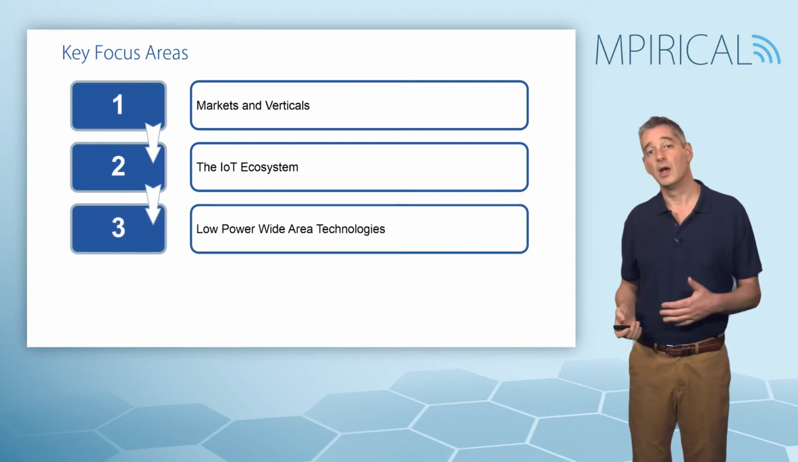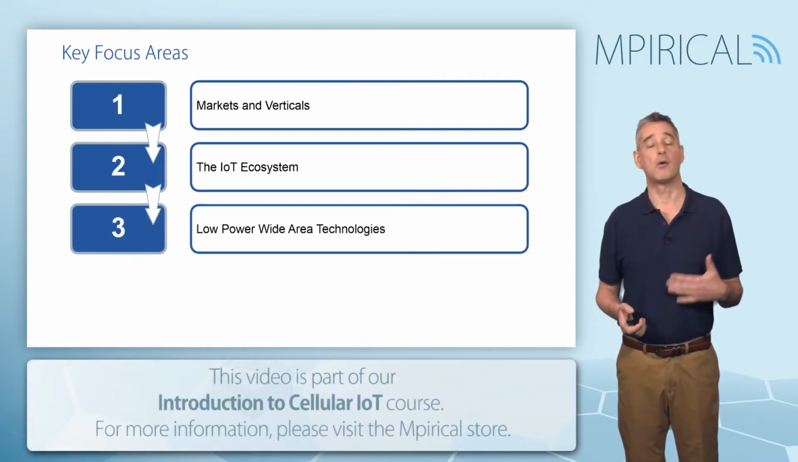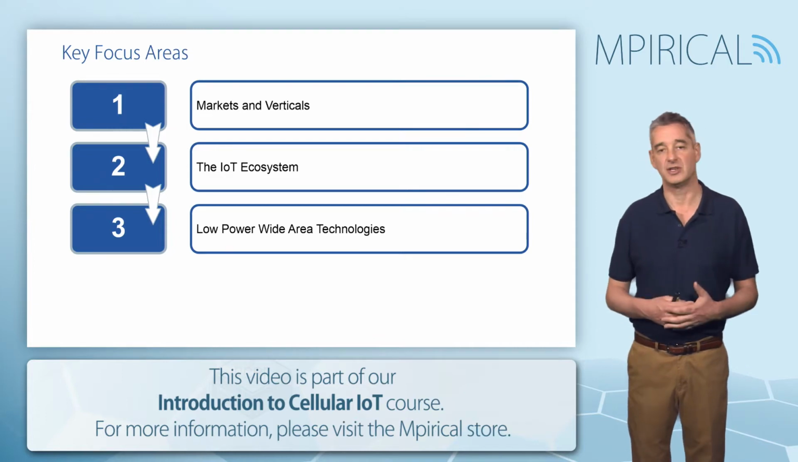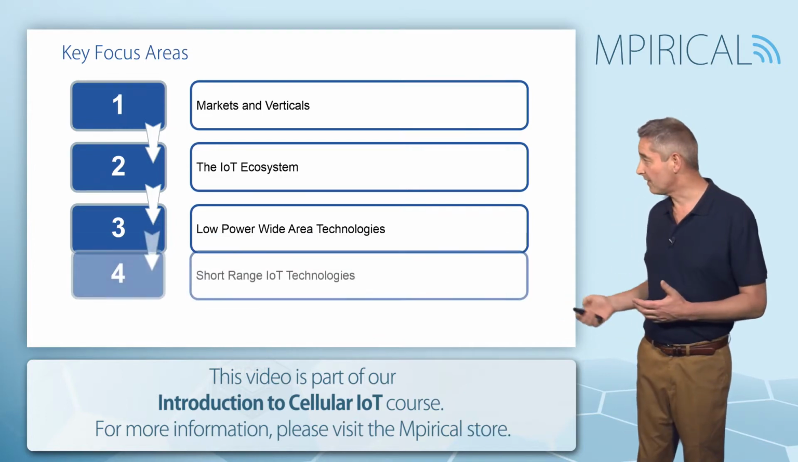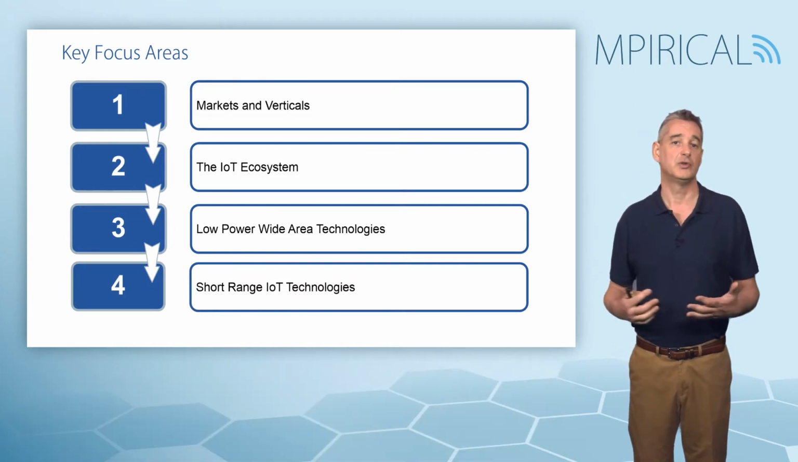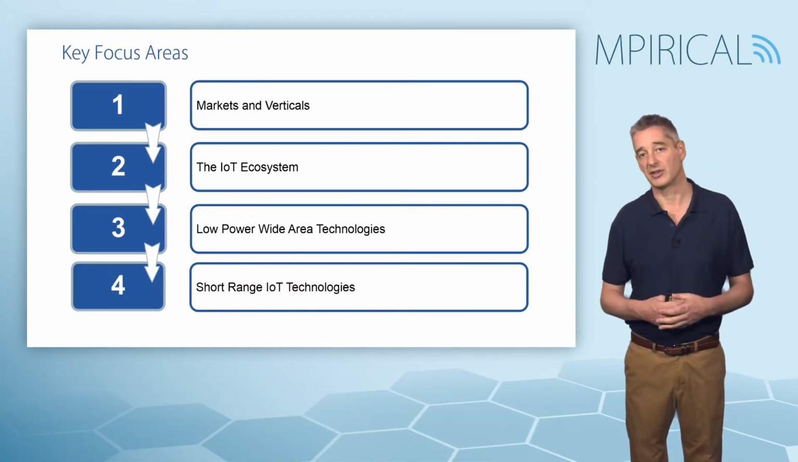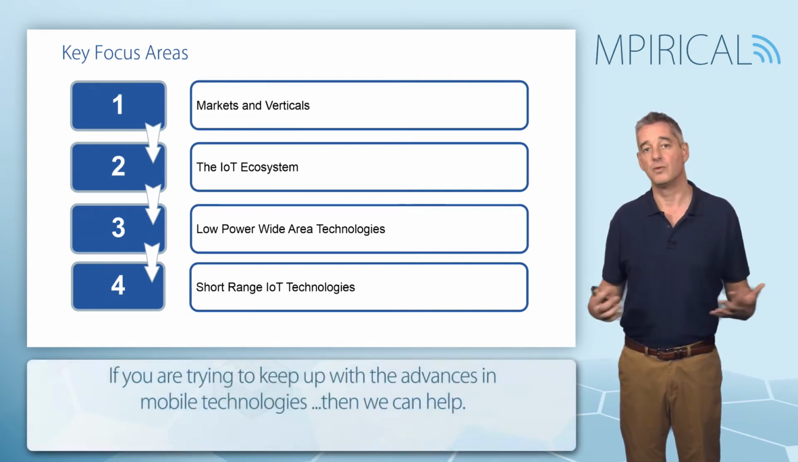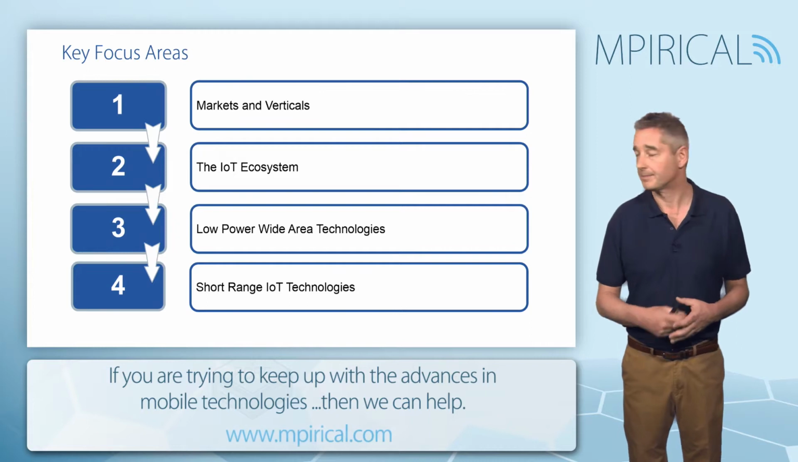In so doing, we're going to focus then on the low power wide area technologies, our 2G, 3G, 4G and 5G systems. But finally, we'll also address the short range IoT technologies, Bluetooth, Z-Wave, Zigbee, etc., and see how they also play an important aspect in the overall IoT architecture.